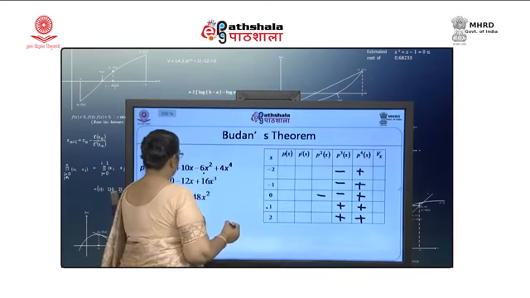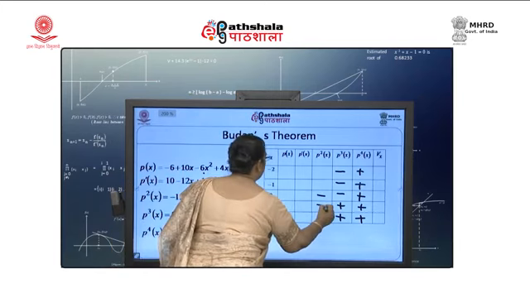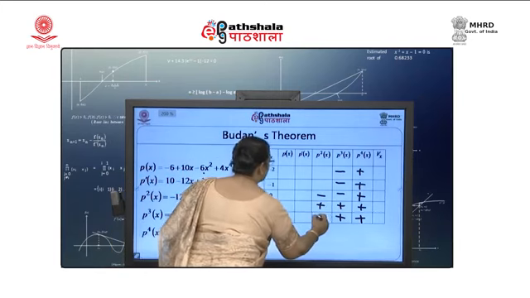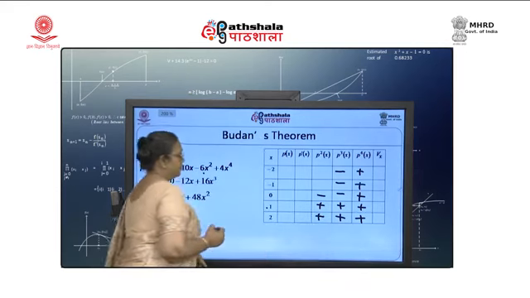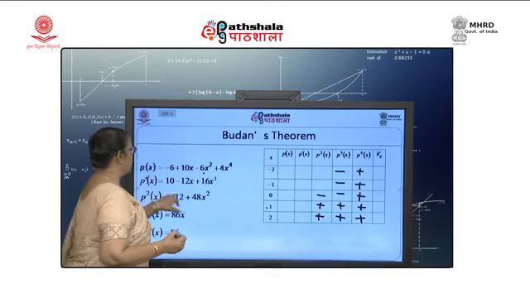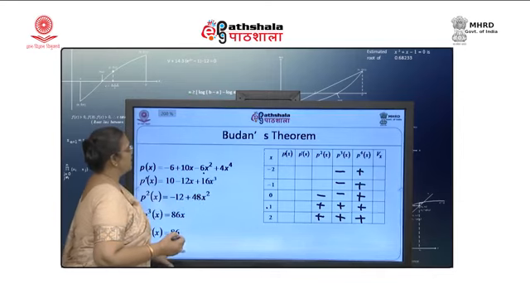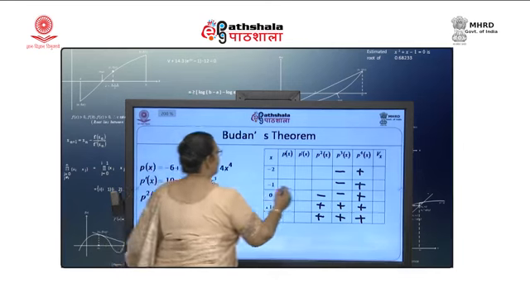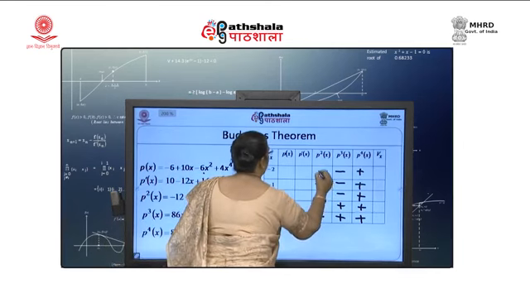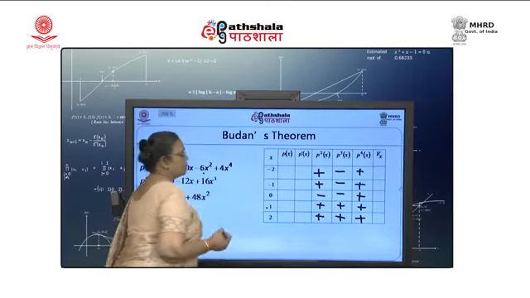At 1, 48 minus 12, so it is positive, 48 is higher than 12. At x equal to 2, a further higher value, so it is going to be positive. At x equal to minus 1, this is a symmetric function because x square is there. So at minus 1 also the function has the same value; p2 at minus x and p2 at x have the same values. So again at minus 1 it is going to be positive, and p2 at minus 2 is the same as p2 at 2, so it is positive.